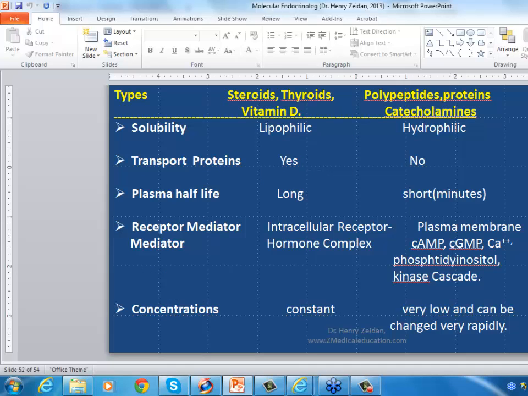Concentration. You expect to see them constant here. Why is that? Because you have an equilibrium between the bound versus the free form. With polypeptide proteins, with water-soluble hormones, they're very low and can be changed very rapidly.